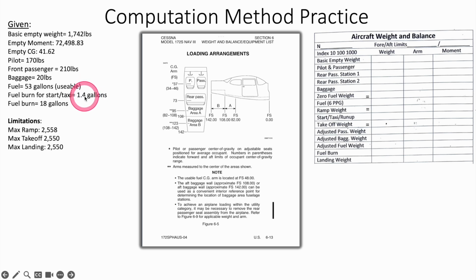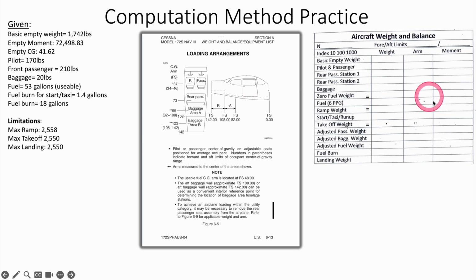start and taxi fuel burn is going to be 1.4 gallons, which you would get from the performance section of the POH. And then we're going to use 18 gallons for this flight. So assuming it's about a little over 2 hours of a flight. And then these are limitations for a Cessna. Max ramp weight of 2,558 pounds, max takeoff 2,550, and max landing weight 2,550. So those will be the same.